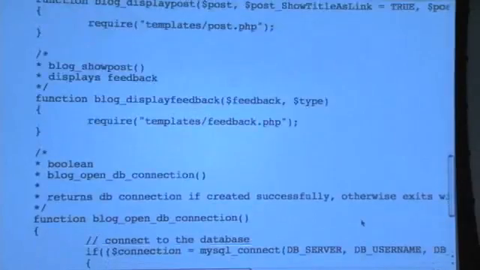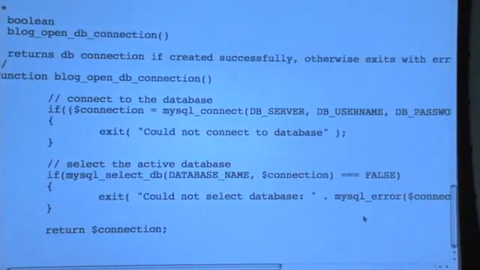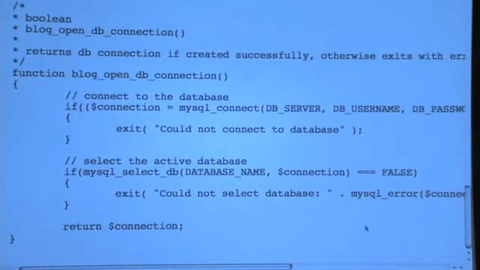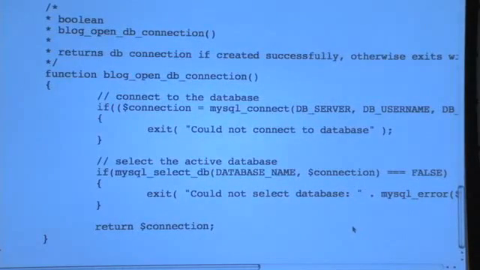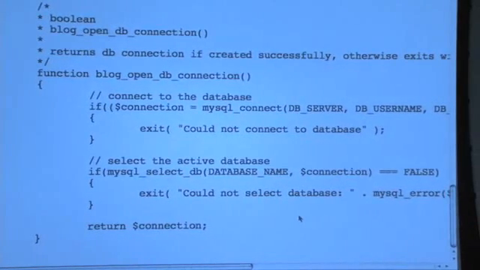Display feedback, Boolean. So blog OpenDB connection. This is something we've had in previous examples too. It first tries to connect. If the connection fails, you exit. If not, you select the database. If that fails, you exit. And at the end of it, you just return the connection from the function. So this is a high-level overview of this one page that has a bunch of functions. Any questions about the code?